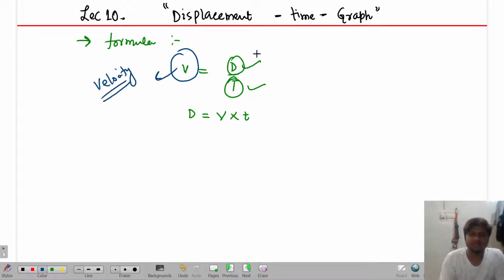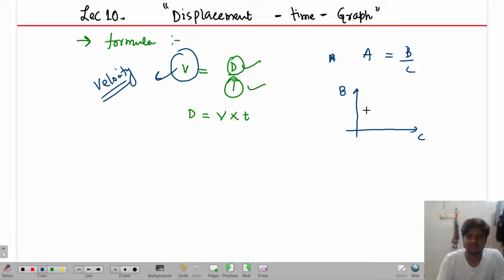See, every time, whenever you draw any kind of displacement time graph, the resultant answer, whatever answer you might be getting, will be related to velocity. Now, one thing I have told. Let's suppose I write one equation that A is equal to B by C. Now, if you draw the graph of B and C, let's suppose the line is like this.